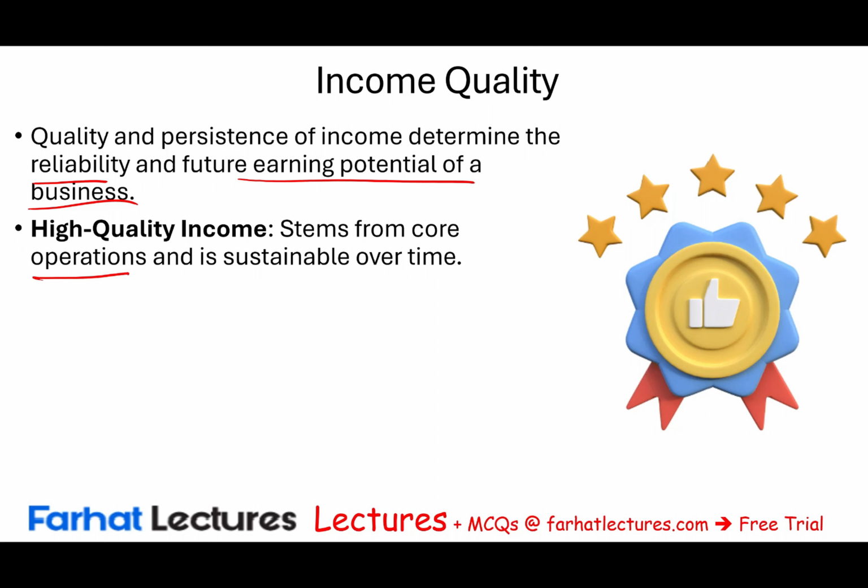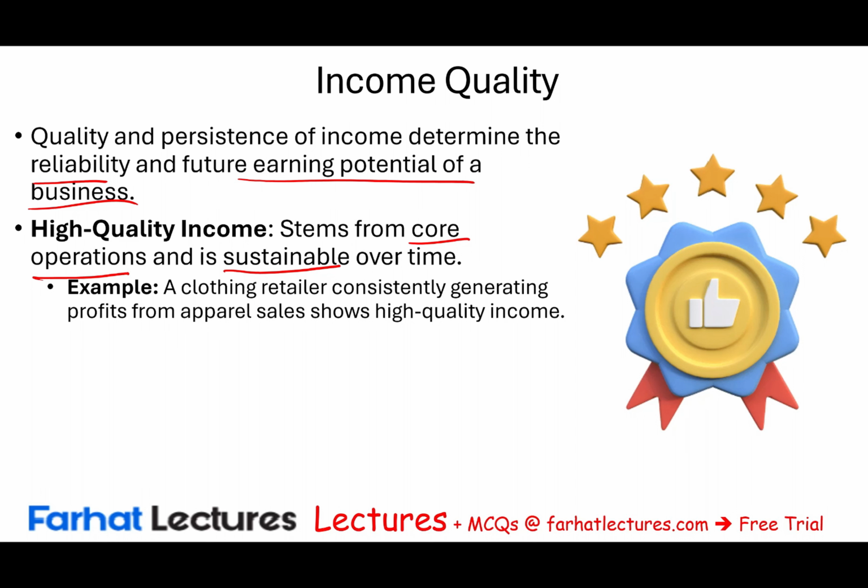For example, Google in the ad business, Farhat Lectures, I'm in the education business. This is our core operation. Your university is in the teaching business, and sustainability. So you want to have the income consistent from your main business. A clothing retailer consistently generating profit from apparel sales show high quality income because that's the business that they are in.